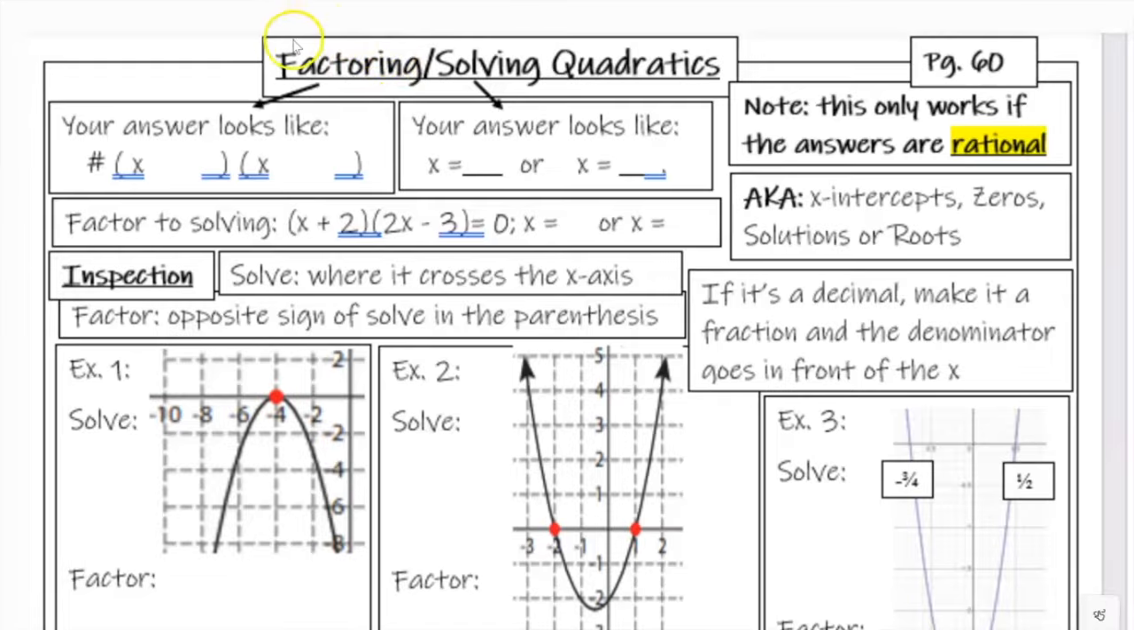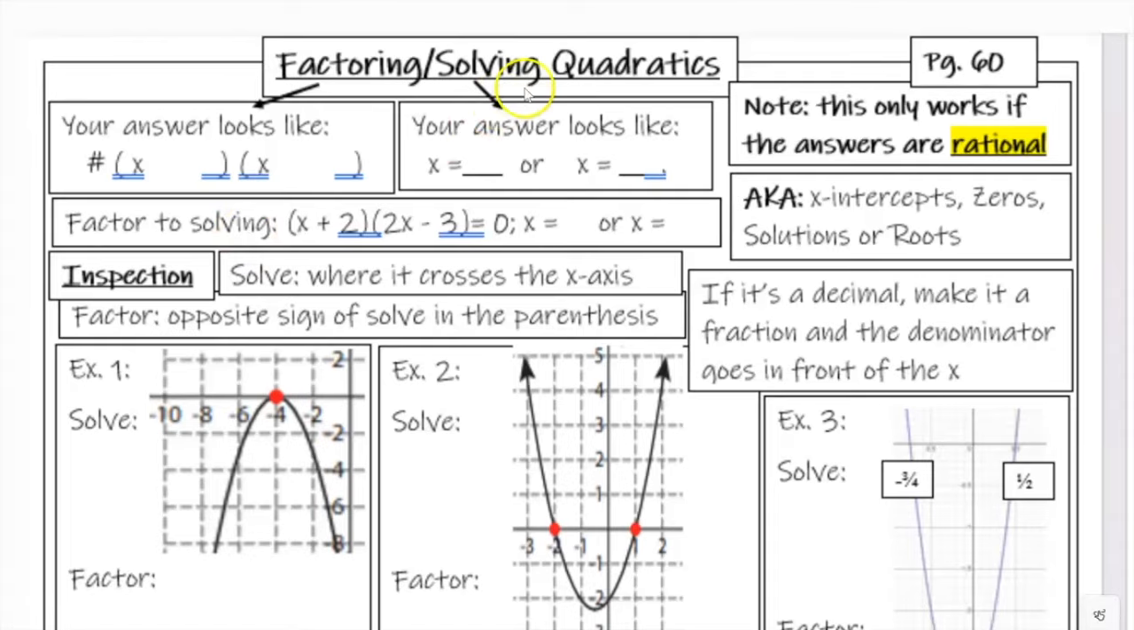We'll take a look at what factoring is. Remember when you talk about factoring, factored form, what do you usually see? Two parentheses. So your answer looks like two parentheses. So factoring and solving quadratics. What solving looks like is when you solve the two parentheses, when you set them equal to 0, what do you get as your solution?